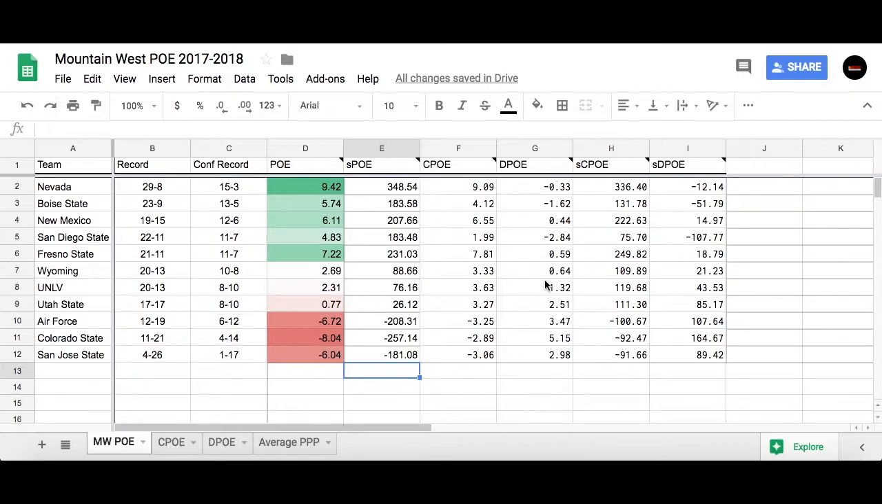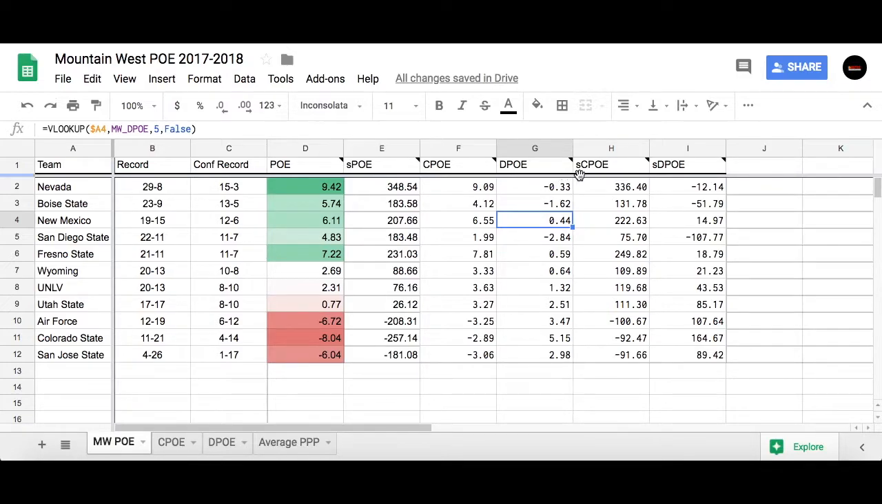So according to this, San Diego State had a pretty good defense last year overall, whereas Nevada's defense was just a tiny bit better than average. New Mexico's defense was a tiny bit below average, which actually is surprising to me based off of their coach and the way they play and all that stuff. But the numbers don't lie.